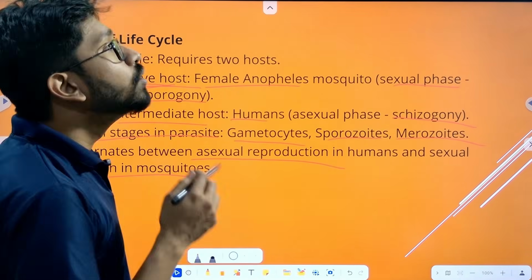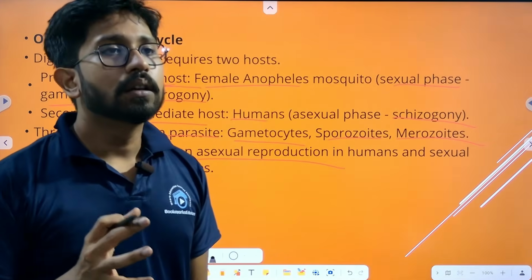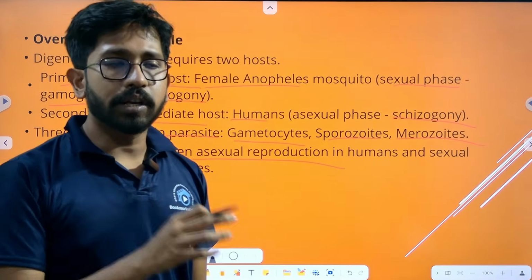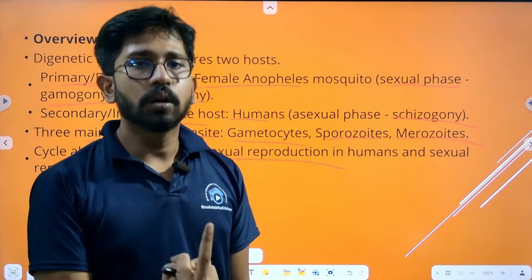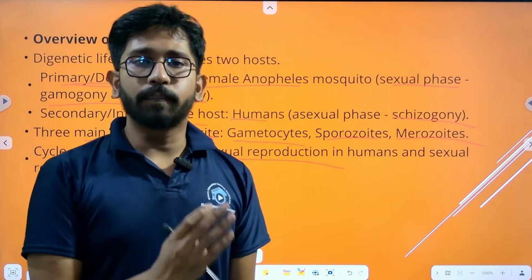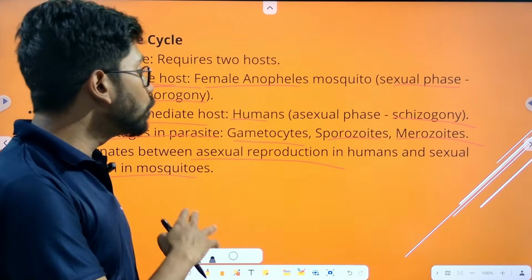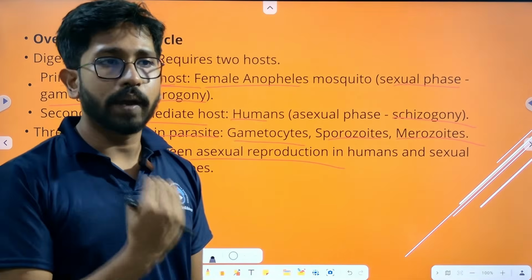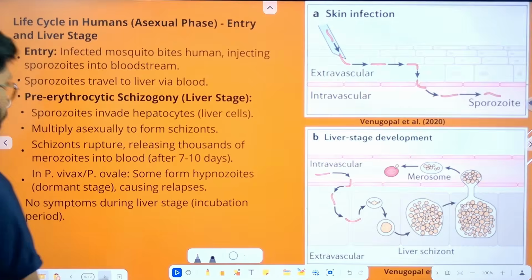Okay, so what did we learn in this slide? Plasmodium has two different hosts. One is the mosquito, Anopheles, and the second is the human. Anopheles is the definitive host where they complete their sexual life cycle, and the human is the intermediate or secondary host where they complete their asexual phase.